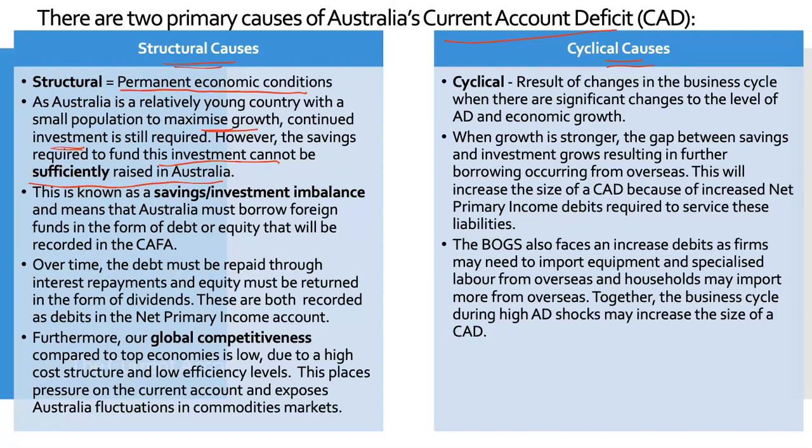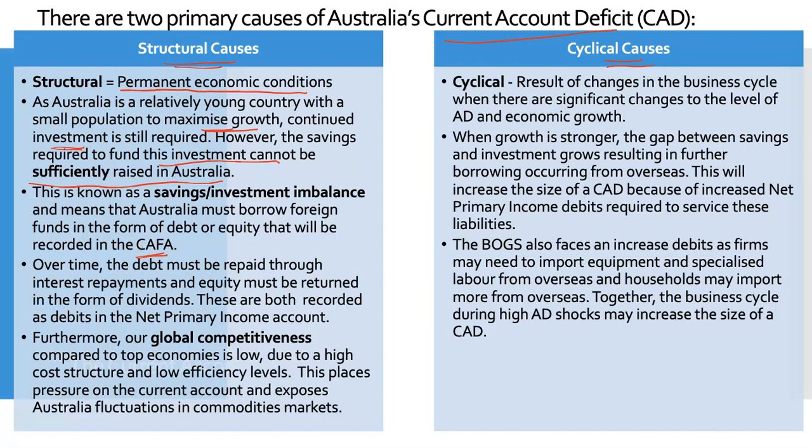So while the initial investment has been occurring in our capital and financial account, all these payments of debt and interest and dividends have been flowing from Australia overseas because of this foreign investment.